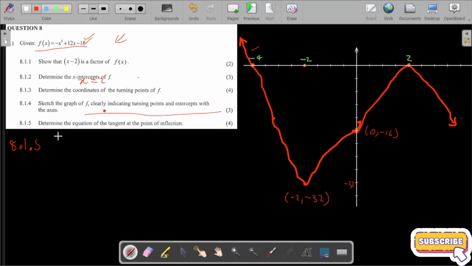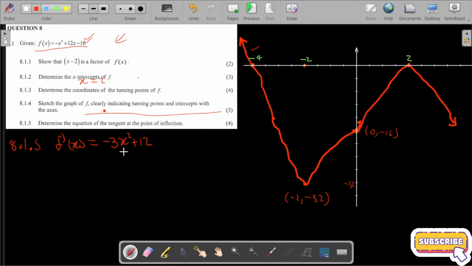Now, let's go to 8.1.5. They are saying, let's find the equation of a tangent at the point of inflection. Very important, at the point of inflection. So that's where you need to start, at the inflection point. How do we find an inflection point? Let's first start by doing the first derivative. The first derivative is negative 3x squared plus 12.